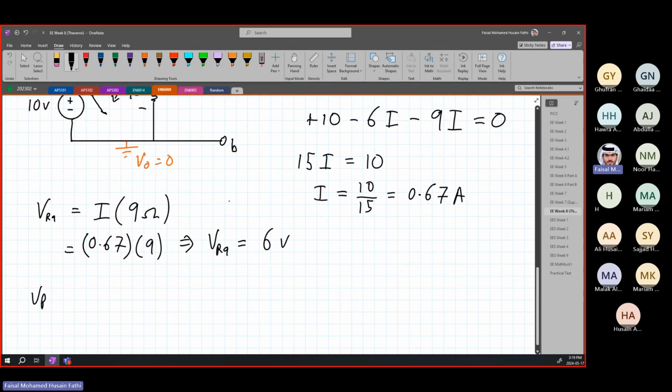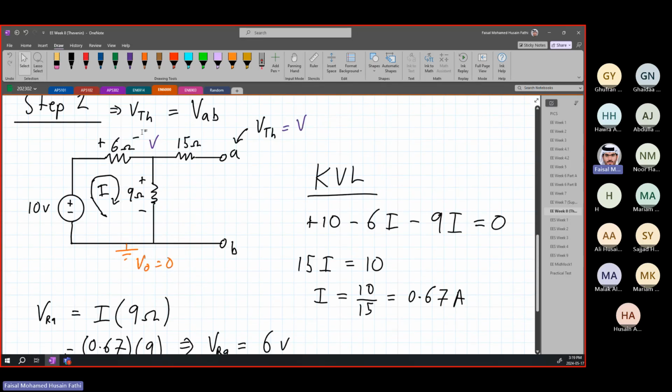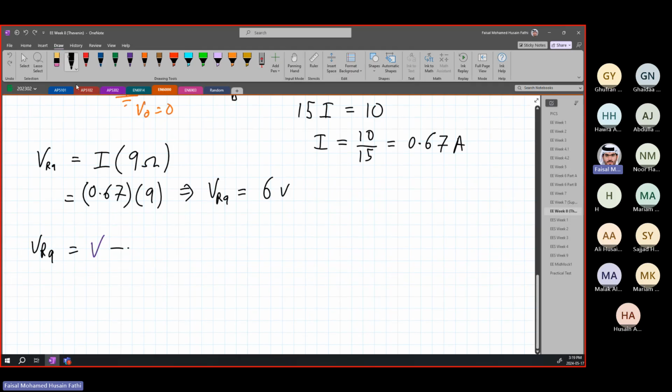So VR9 is also equal to the V voltage minus V0. If you look at this, V is on the positive side, and on the negative side is V0. So it is going to be V minus 0. So V is simply also equal to 6 volts, because VR9 is equal to V.